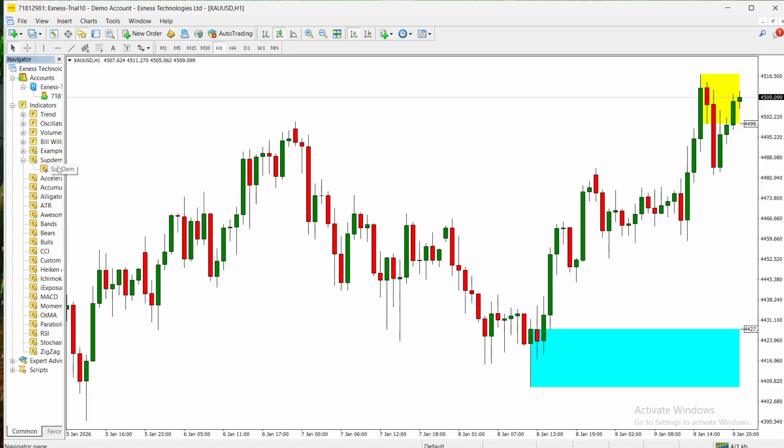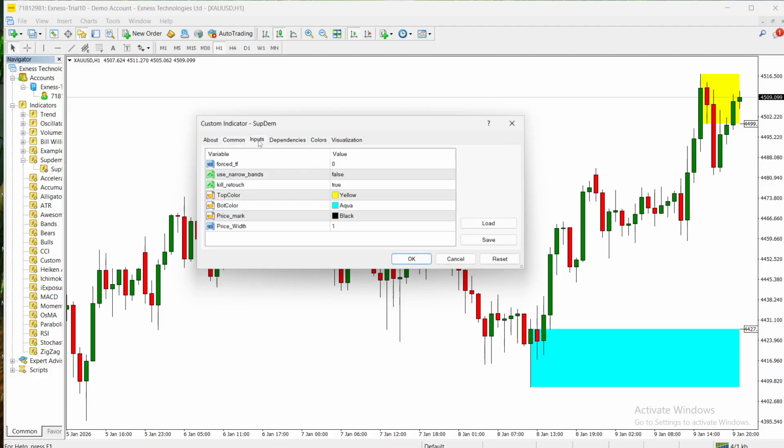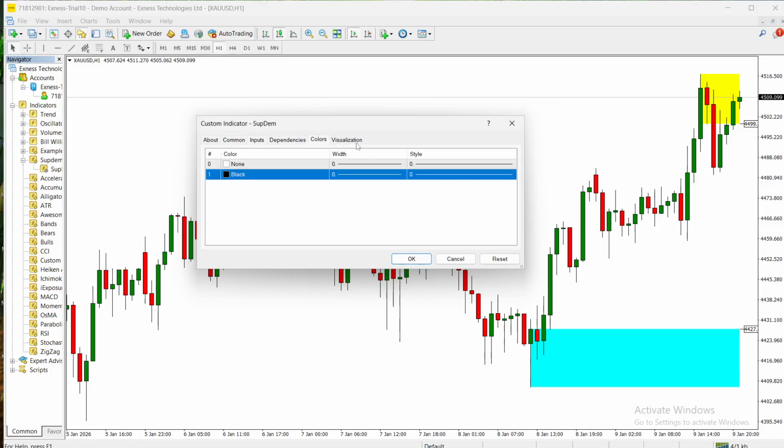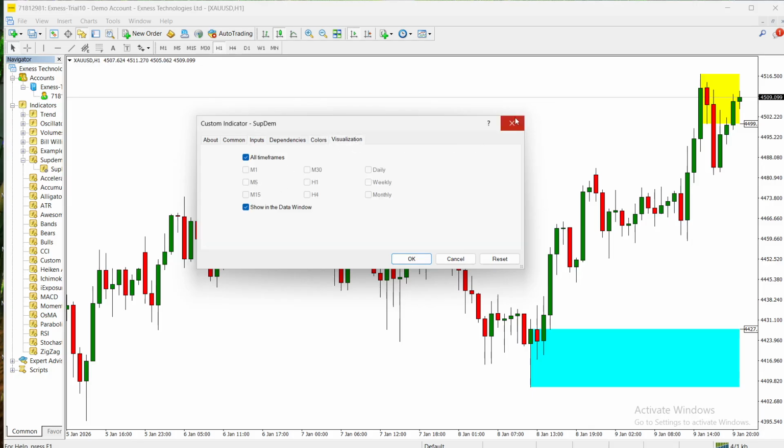As for the settings, let's see what we have. We have inputs for first TF, use narrow bands, kill retouch, top color, as you can see is set to yellow, bottom color is set to aqua, price mark, and price width. You can also choose your preferred time frames.